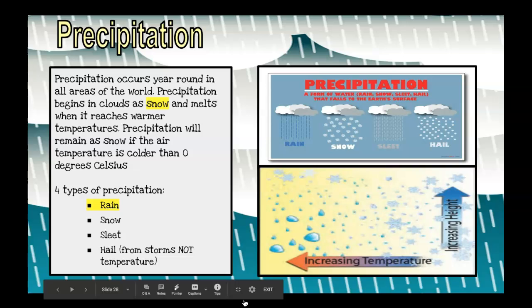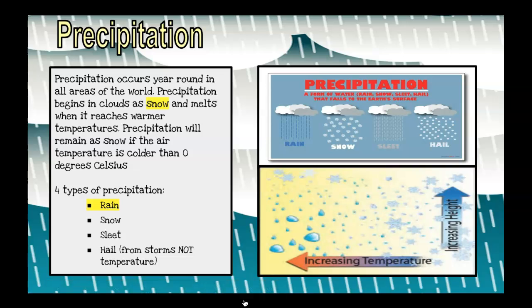Next, we have precipitation, and we all know that precipitation can be rain, snow, sleet, or hail. Okay, it occurs year-round in all areas of the world. It always starts in the cloud as snow and then melts as it reaches your warmer temperatures, because you know where it forms at, it's cold. So if it's warmer down near the surface, it turns into rain. Precipitation will remain as snow if your air temperatures are colder than 0 degrees Celsius, though.